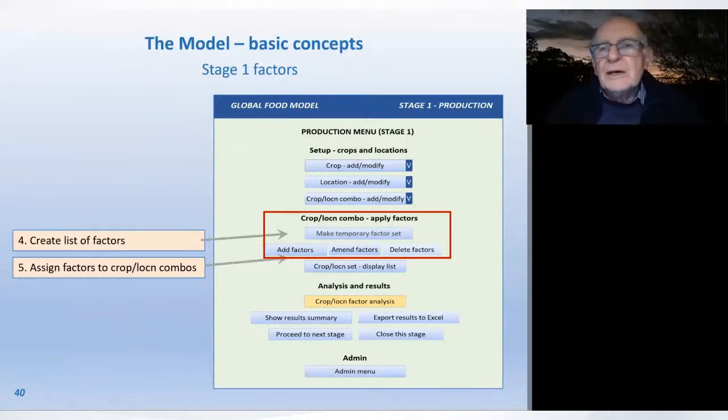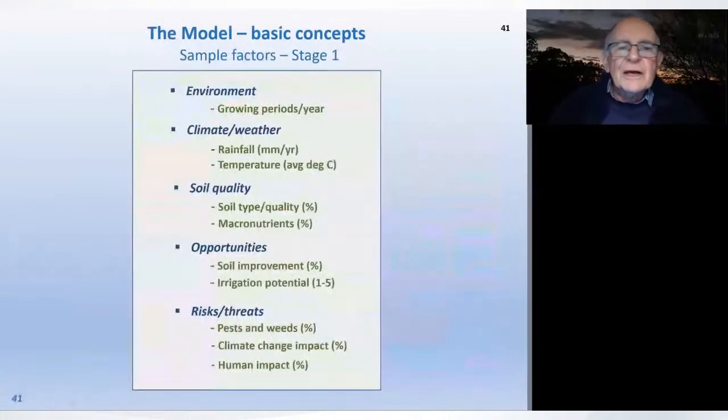And having built the set of factors, and there'll be a different set of factors for each combination, depending on their particular characteristics, we match that set to that combination. And the factors are things like growing periods per year, rainfall, temperature, soil type and quality, macronutrients in the soil, opportunities for improvement of yield, which might be soil improvement, or it could be irrigation potential, and typical risks and threats, pests, weeds, the impact of climate change, and other more human things like the possibility of civil war, for example.